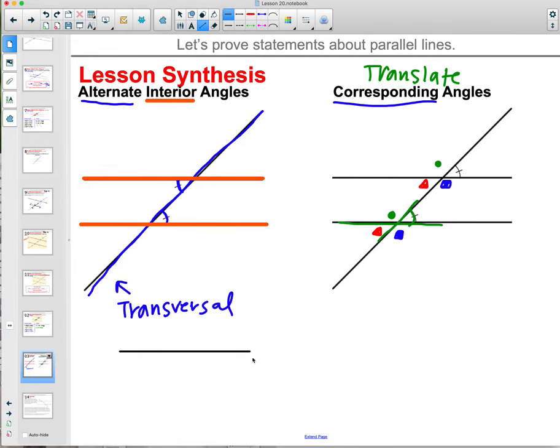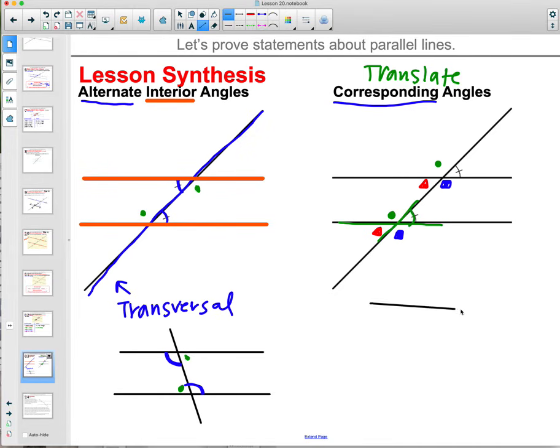So if I drew another set of these, okay, here's your parallel lines, here's a transversal. This angle here and this angle here are alternate interior. Okay, so would be these ones. This is alternate interior with this. So we've got alternate interior here and here.